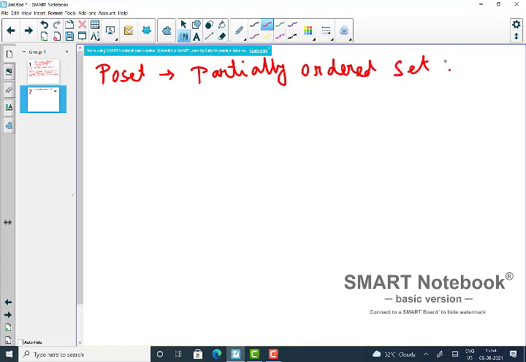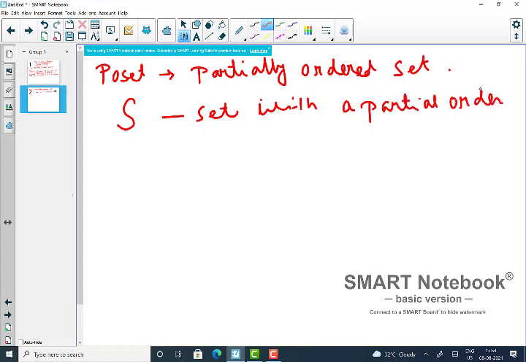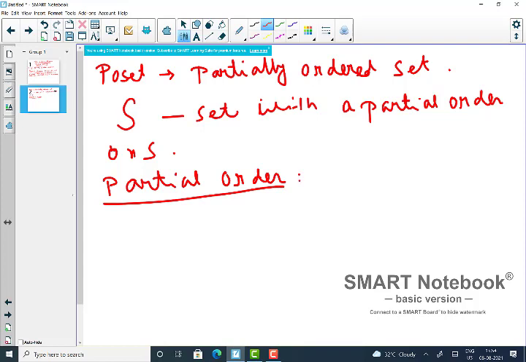Now, what does that mean? That means you have a set S with a partial order on S. And what is the meaning of a partial order? I think you have done this, but let me just recall again. A partial order is a relation satisfying three conditions.